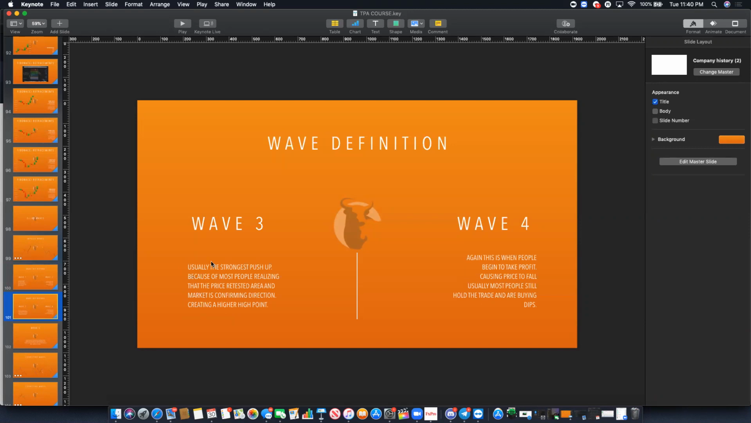Between the third wave and the fifth wave, and I don't mean between 3, 4, and 5, I mean it's either the third wave or the fifth wave that is your extended push. Okay? And I'll get into detail on that in a second. But wave number 3 usually is your strongest push to the upside if this is an uptrend, right?